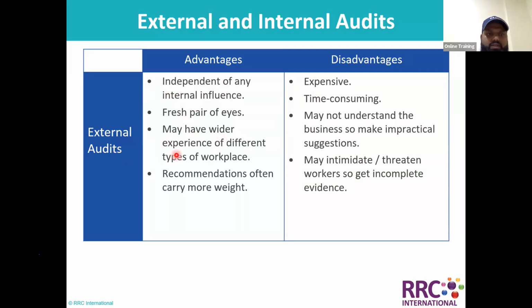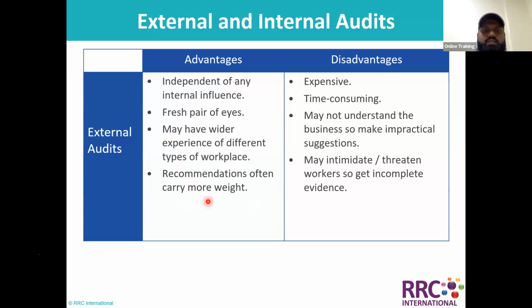He may have a wider experience of different types of workplaces, because he is coming from outside, which means he already has experience of different types of workplaces. So maybe he would give us better suggestions as compared to the internal audit. Then recommendations often carry more weight. Yes, whatever he suggests, your management would like to follow that.